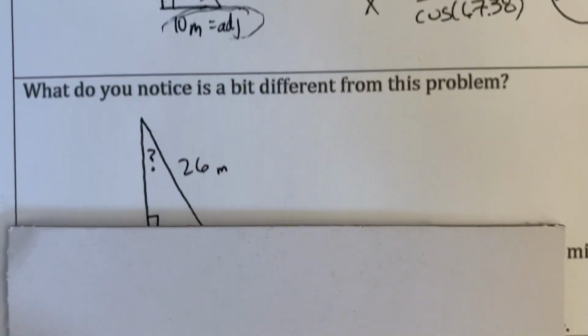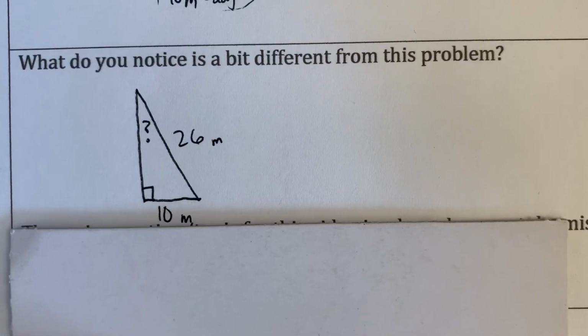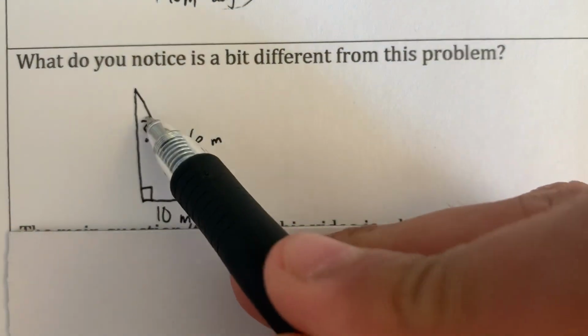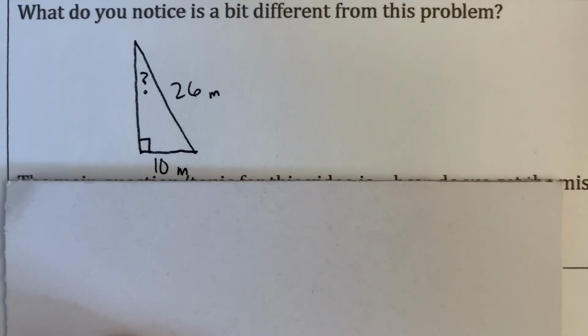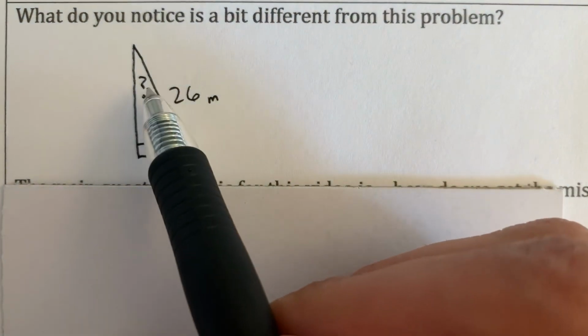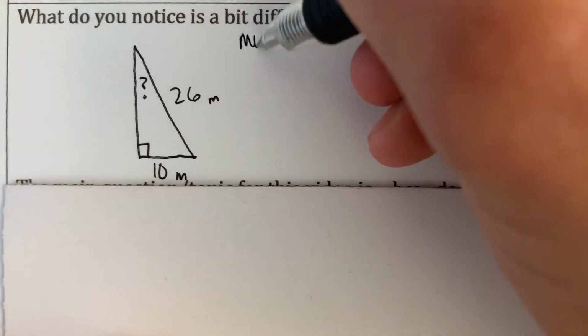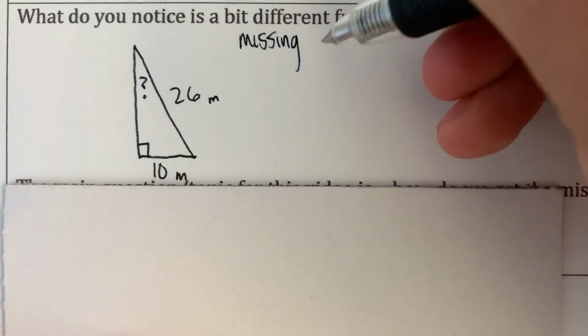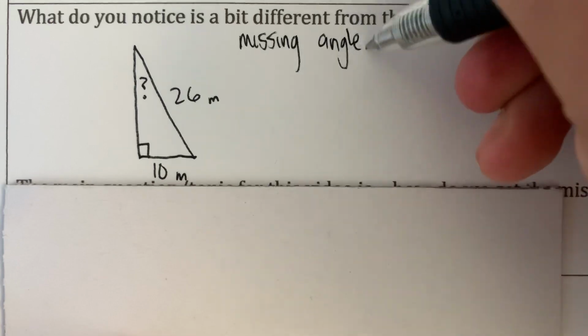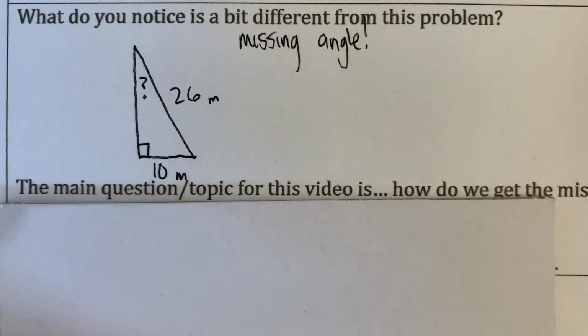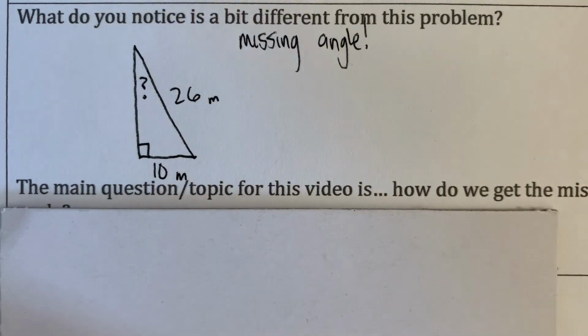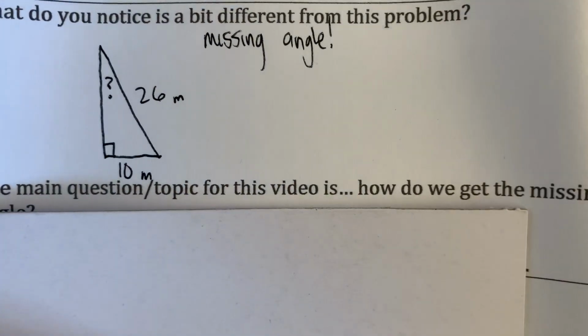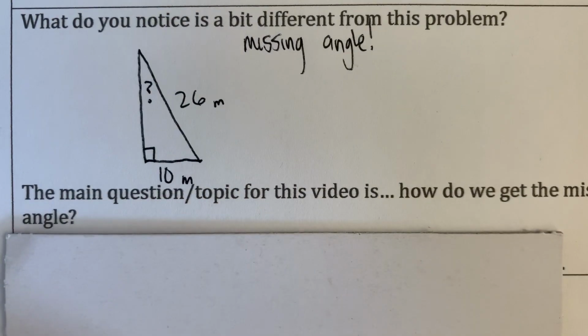We have to see what is a little different about this problem, okay? We have two sides and we have an angle, so we know we're going to use trigonometry, right? But for this problem, what's a little different is we're missing an angle, right? So we're not missing a side this time, we're actually missing the angle. So this is going to be a little different, okay? So the main question for this video is, how do we get the missing angle, okay?